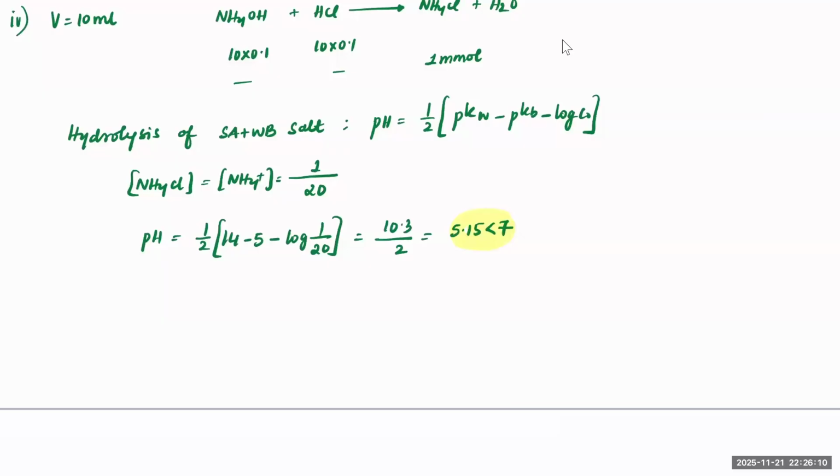It started from 11. It is slowly going from 11 to 10.5, maybe 10.3, 10.1, then 9. So as it comes close to that 9, after adding that one extra droplet, suddenly it falls to 5.15. So hence what we can say is, as it is coming close to that neutralization point, there is a drastic drop of pH.